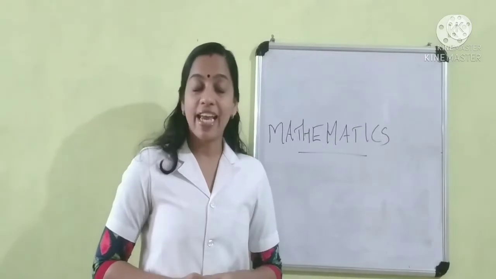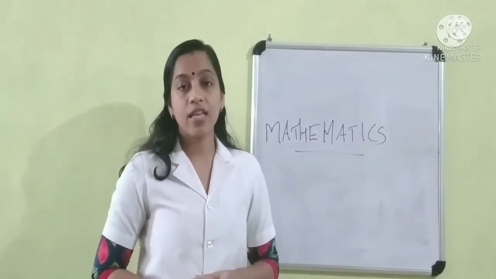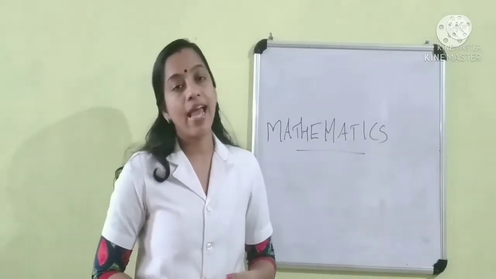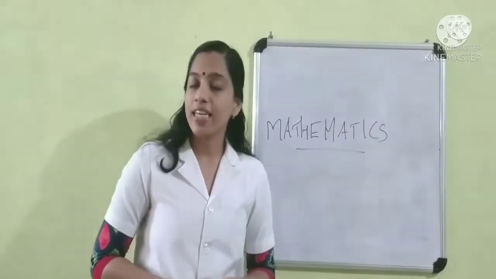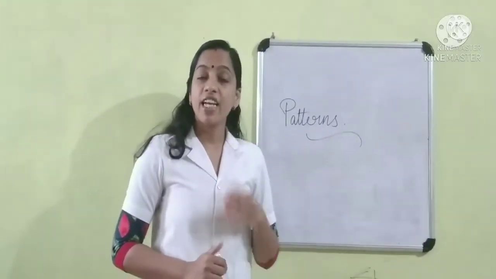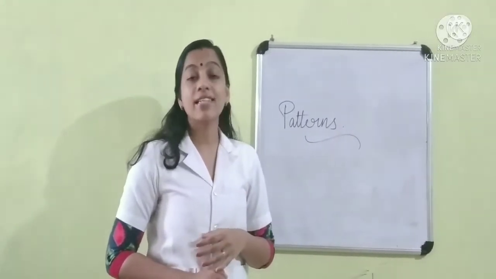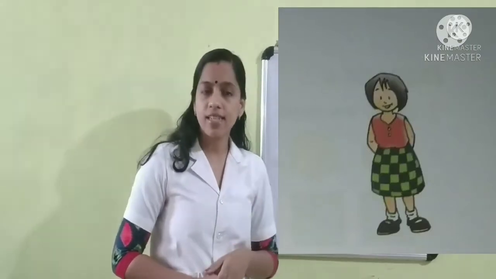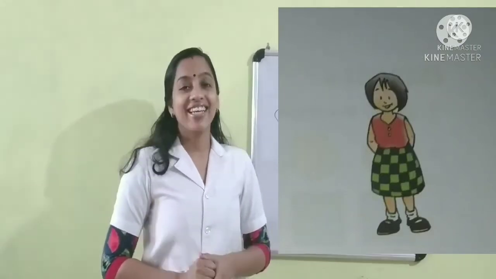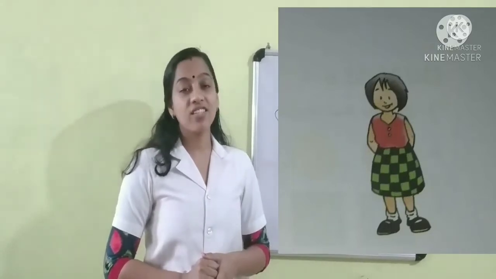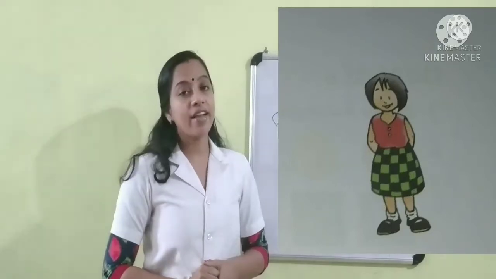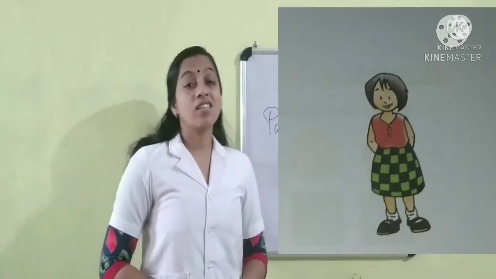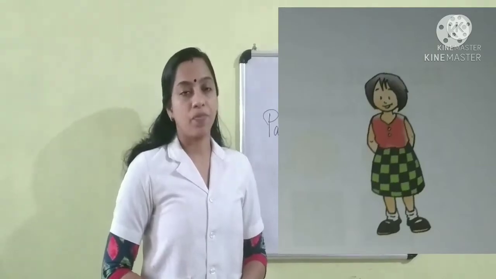So children, today let us learn about patterns, how to make a pattern and how to complete a pattern, etc. Are you ready? Yes. Children, in your textbook, page number 9, you can see a girl. Her name is Sonali. Look at her skirt. You can see a pattern on it. It has black and green squares arranged one after another. So, this is a pattern. These squares form a pattern.